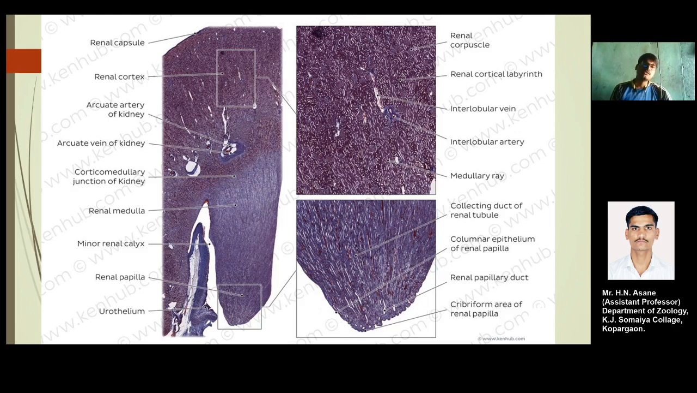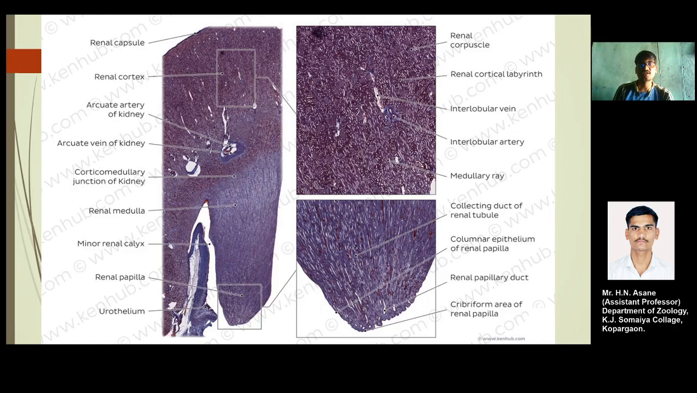So the renal cortex, as we magnify the renal cortex, you will see on this right side the renal capsules and the renal cortical labyrinth. As we magnify the renal cortex, we will observe the renal capsules as well as the renal cortical labyrinth over here. And these renal cortical labyrinth are the structures which are there for the filtration purpose.